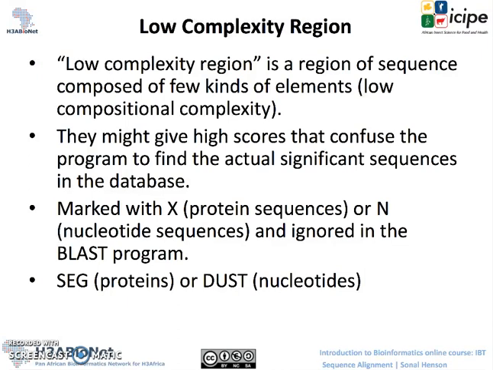Filtering can eliminate statistically significant but biologically uninteresting reports from the BLAST output. For example, hits against common acidic, basic, or proline-rich regions, leaving the more biologically interesting regions of the query sequence available for specific matching against database sequences. BLAST uses SEG filter for protein and DUST for nucleotide sequences.